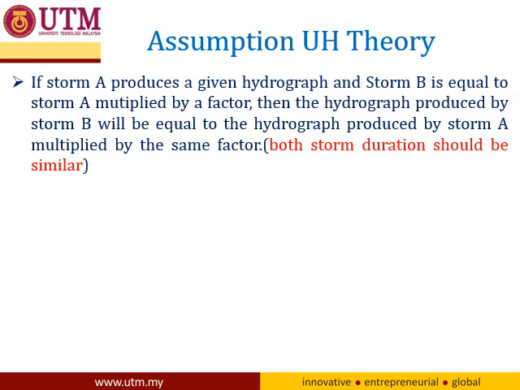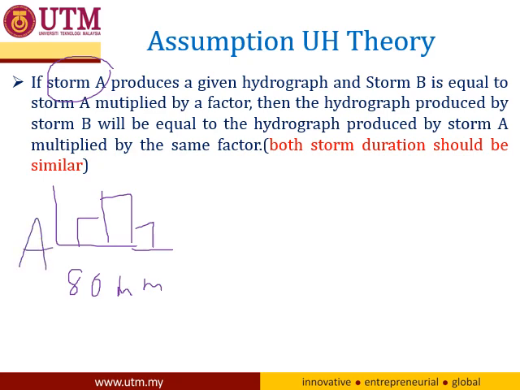Here are the assumptions of the unit hydrograph theory. It means some assumptions for the application of this unit hydrograph. For this first assumption, I hope you understand this one. Let's say there is a storm A, this is the excess rainfall of storm A, and the total excess rainfall is 80 millimeter. Storm A produces a given hydrograph, some unit hydrograph.